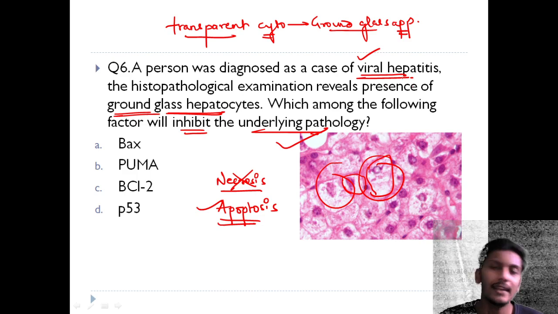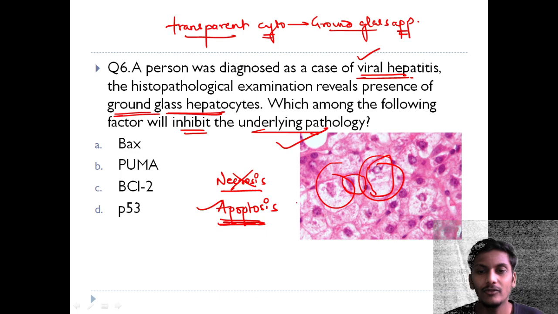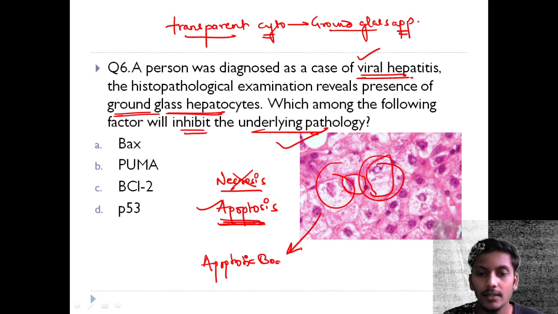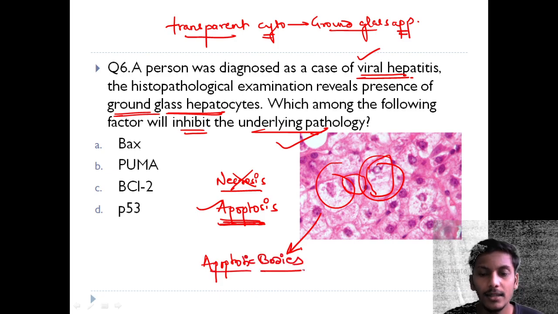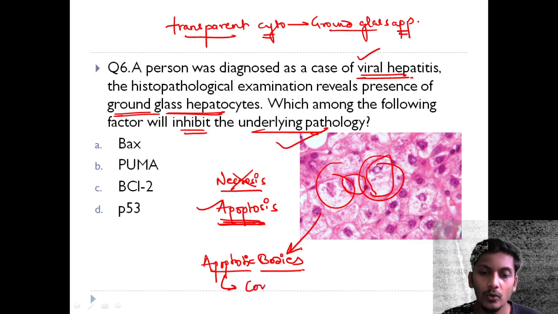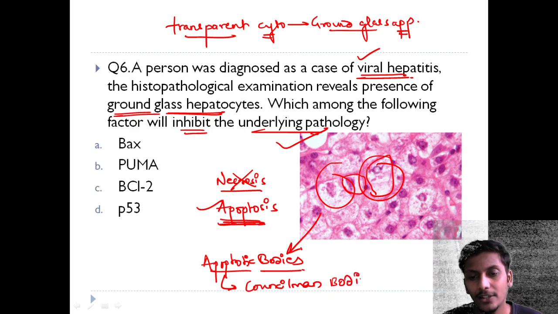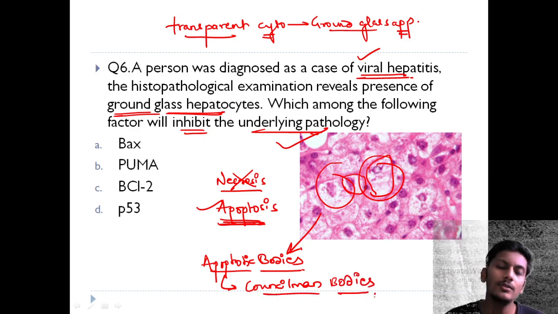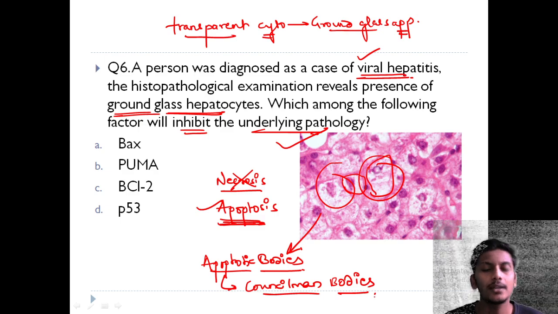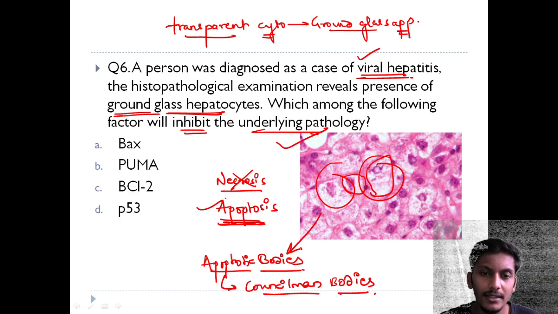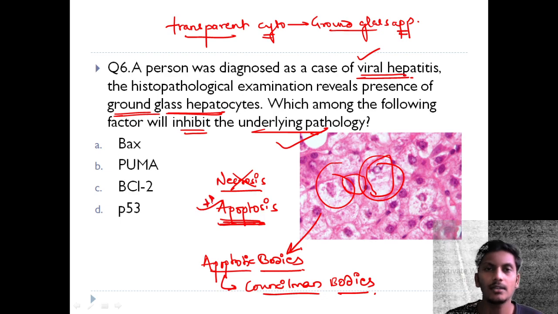In cases of viral hepatitis, we know the hepatocytes usually undergo apoptosis. Once they undergo apoptosis, they lead to formation of some apoptotic bodies, and these apoptotic bodies give us this ground glass appearance. These ground glass hepatocytes or apoptotic bodies are known as Councilman bodies. So what are these bodies seen in this histopathological examination? These are your Councilman bodies seen in cases of acute viral hepatitis, right? Now we are clear that the basic underlying pathology over here is apoptosis.